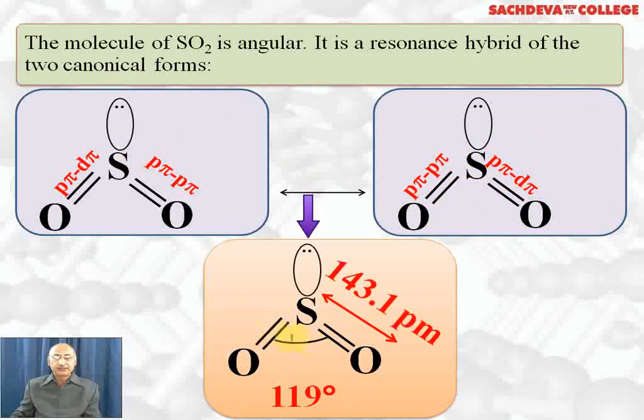Here, these bonds have equal bond lengths. So if you are asked why the SO bonds in sulfur dioxide have equal bond length, the answer is it is due to resonance. And the equal bond length is 143.1 picometer. The bond angle in sp2 hybridization is normally 120, but in sulfur dioxide the bond angle is 119 due to the presence of a lone pair of electrons.